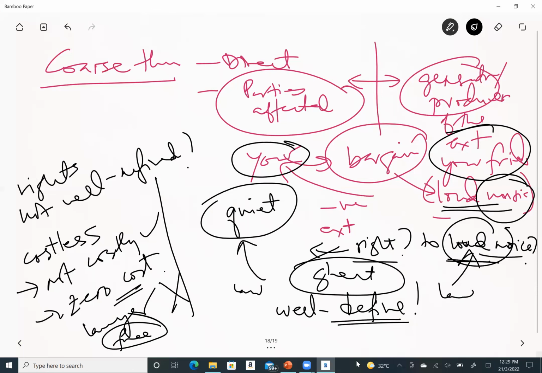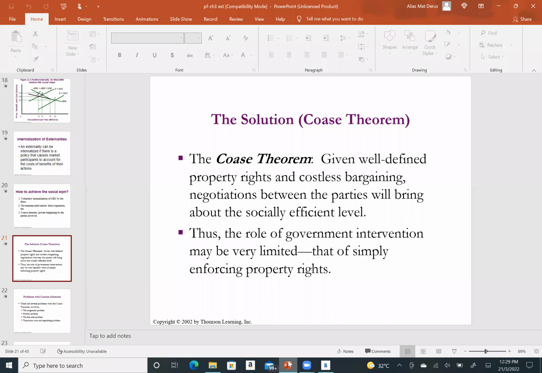All right. So given these two assumptions, if we do the bargaining, what happens? That will lead to the social equilibrium outcome. So what do you think of this theorem? Is it nice or is it not nice?